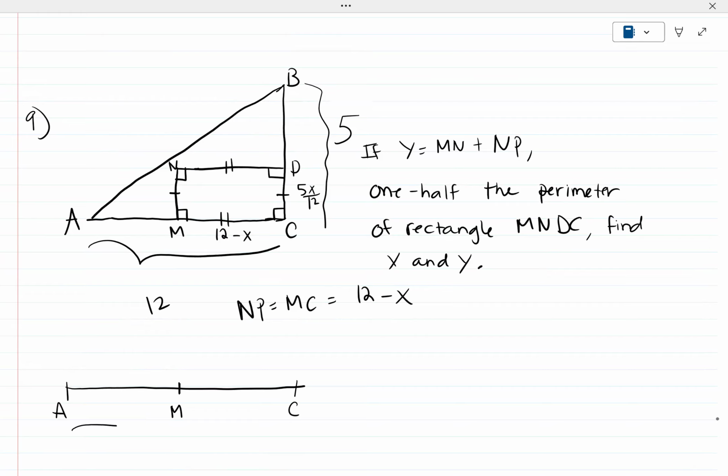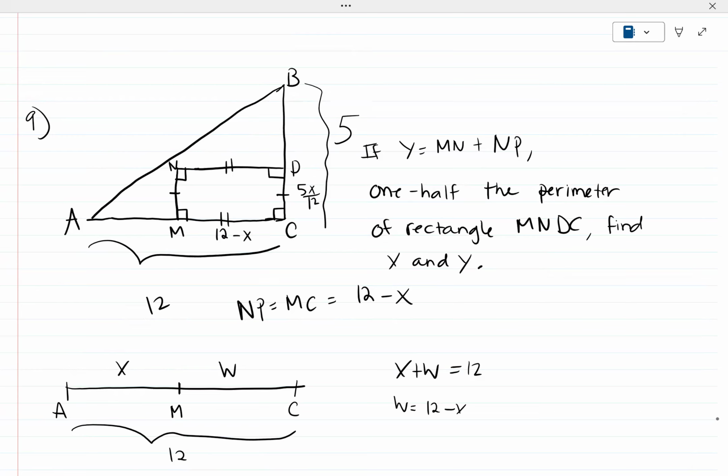See, it's 12. So this is X and this is W. Now, if this length is X and this is W, we know that X plus W equals 12. So when you solve for W, it's going to be 12 minus X. Okay, so that's how they got MC, just 12 minus X.